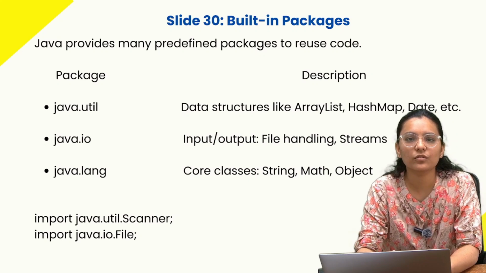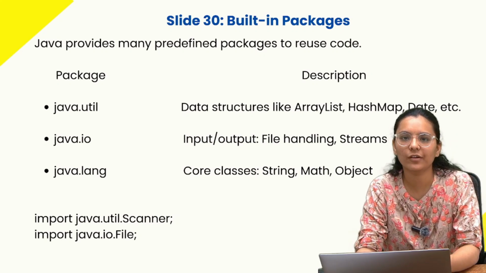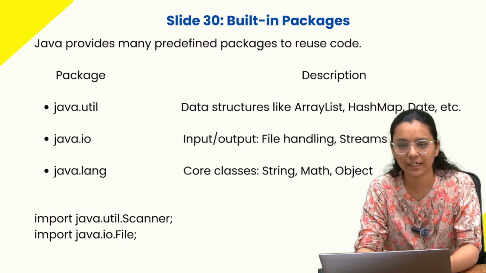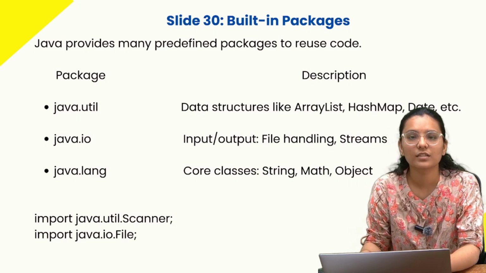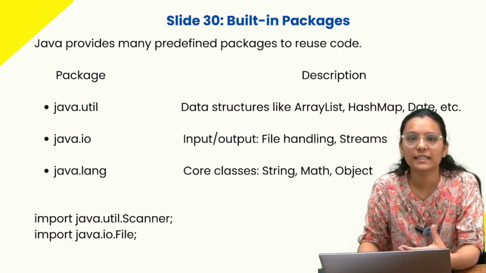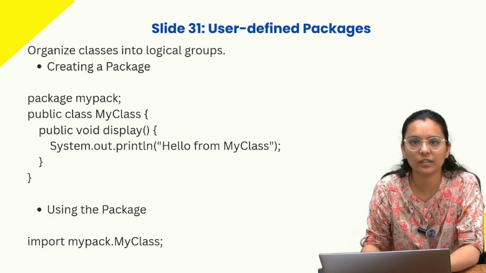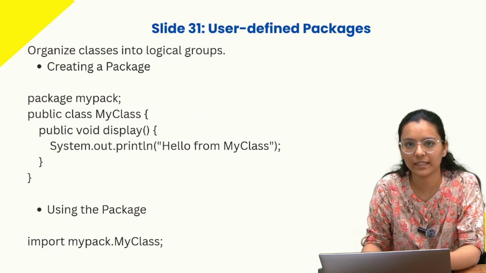Where do we use the java.util package, java.lang package, and java.io package? The java.io package is for file handling, to read and write files. The java.lang package is for performing mathematical operations. The java.util package has many classes. When we are using the Scanner class, at that time we have to use import java.util.Scanner. So these are the built-in, predefined packages, and the user-defined ones are the packages we have created ourselves.